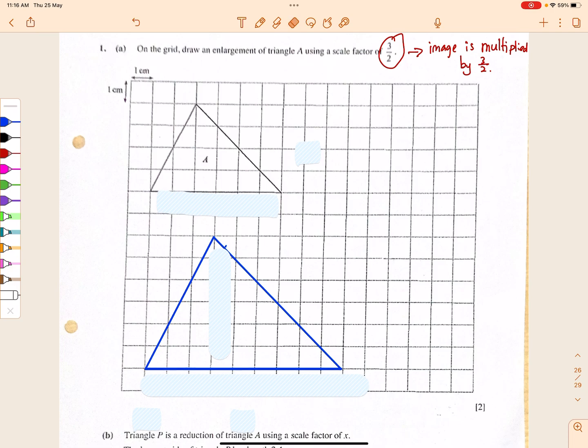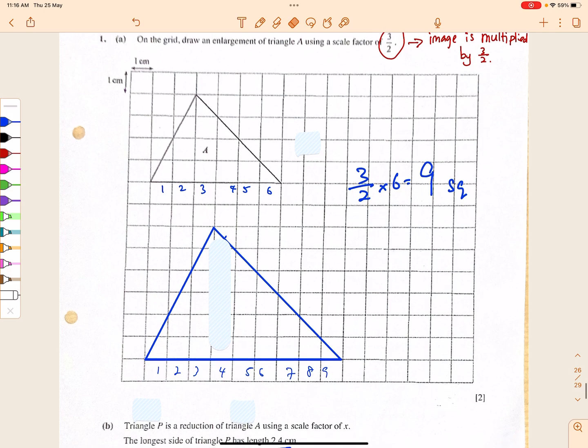Now, first thing first, I want to know what is the length, right? So if I count the length, they are altogether 6 squares, right? So if I use the idea 3 over 2 times 6, I will have 9 squares. So I know I need to have 9 squares. So go ahead, alright, count 9 squares and draw a base.